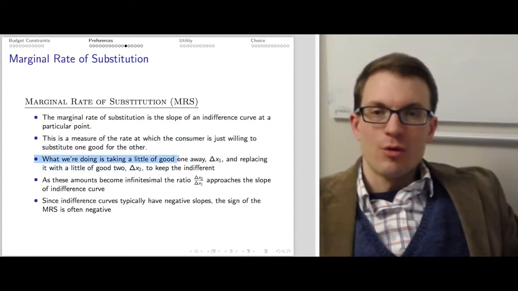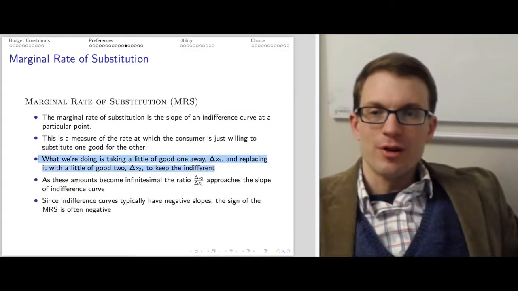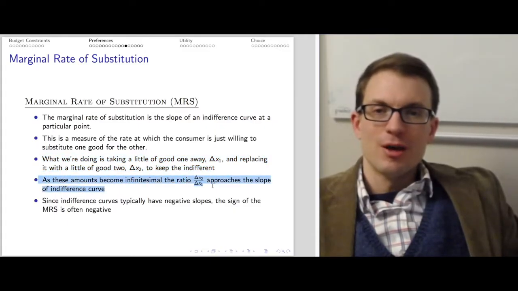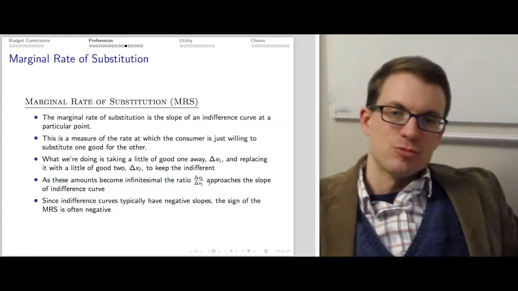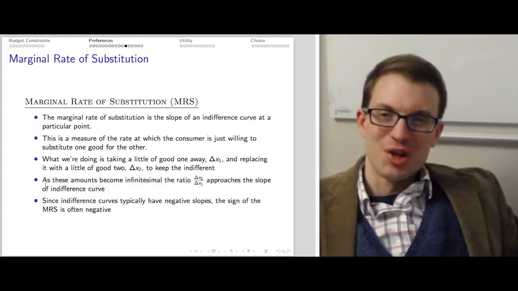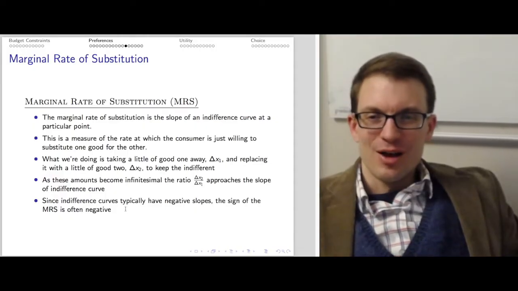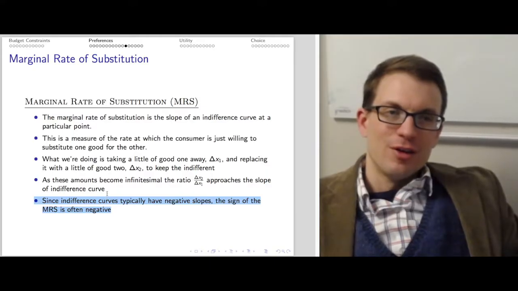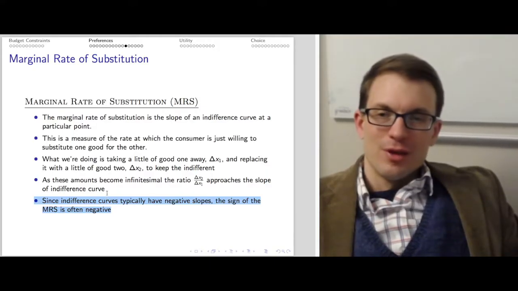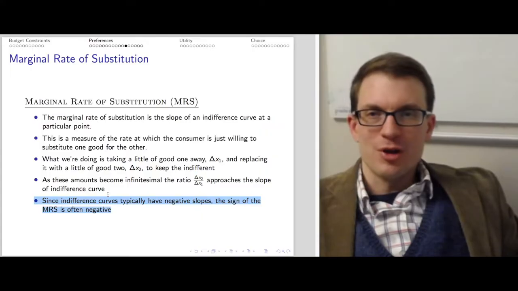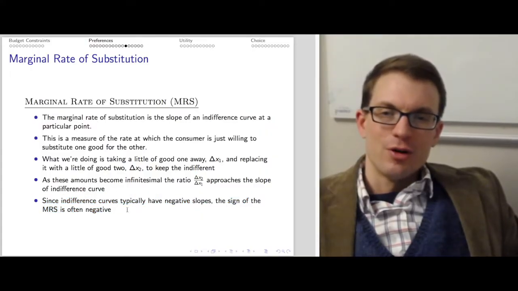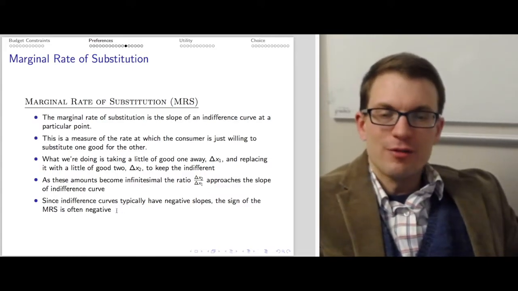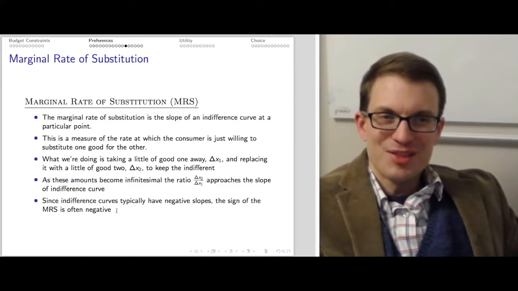What we're doing is taking away a little of one good and replacing it with a little of the other good to keep them indifferent. So as these amounts become infinitesimally smaller, the change, think of this as a derivative, approaches the slope of the indifference curve. Indifference curves typically have negative slopes. The slope of the MRS is often negative. The slope of the price ratio is going to be negative as well, and so these negative signs are going to cancel off. So sometimes I won't bother to write them.